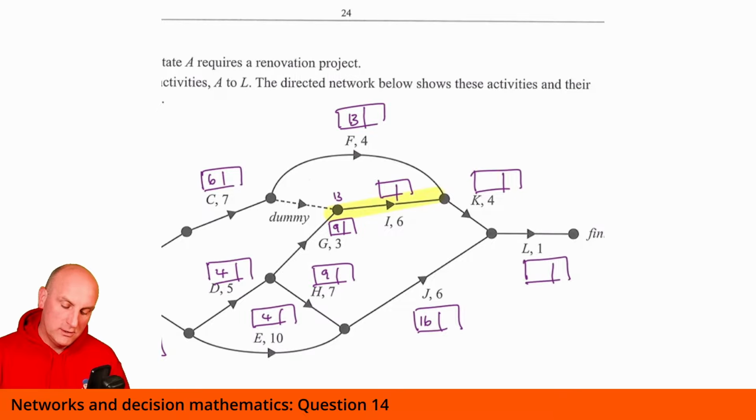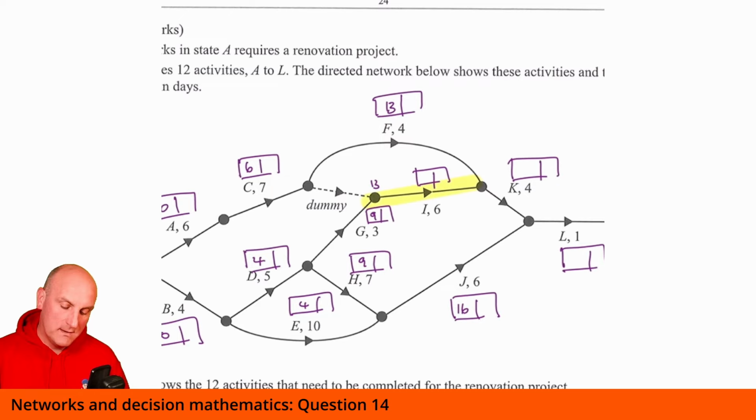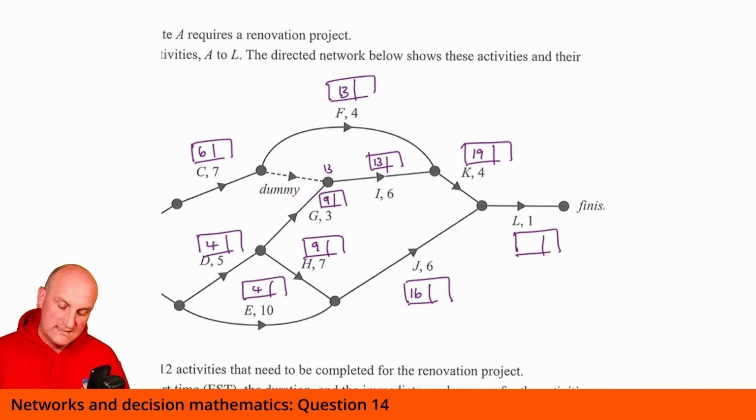Let me see which is the biggest number to get to. G starts at 9 plus 3, that's 12. 13 is going to be the start. So that's going to be a 13 there. 13 plus 4 gives me 17. 13 plus 6 gives me 19. So I'm going to say that K is going to start at 19.